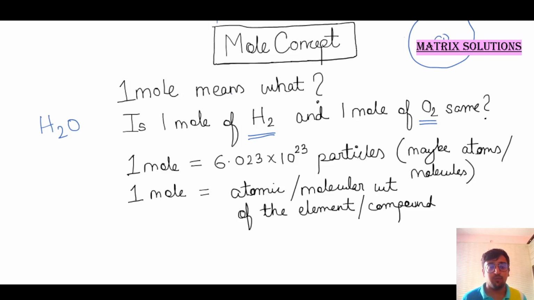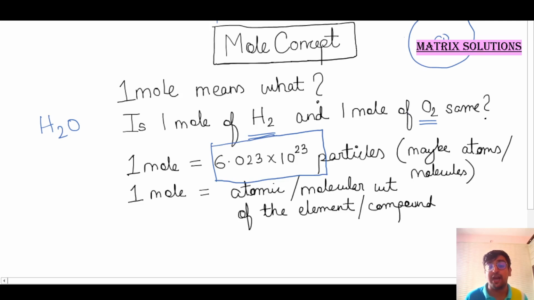So what is 1 mole? 1 mole is basically in terms of atoms or molecules. Why am I using atoms or molecules? Because if I say 1 mole of O2 molecules, then it will have 6.023 into 10 to the power 23 particles. No, it will be molecules, because I said 1 mole of O2, and O2 is a molecule. So it will have 6.023 into 10 to the power 23 molecules.